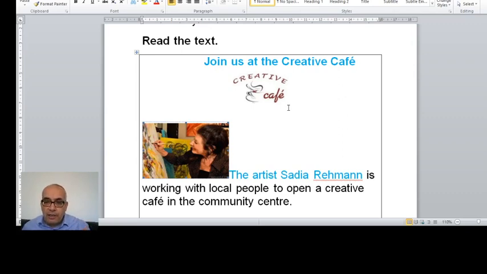So look at the title, look at the picture. It's a leaflet here. It's not a menu because I can't see any names of food or drinks, and it's not a website because I cannot see www. And I cannot see any words like click or online. So definitely this is not a website, it's not a menu. It is what? It is a leaflet.